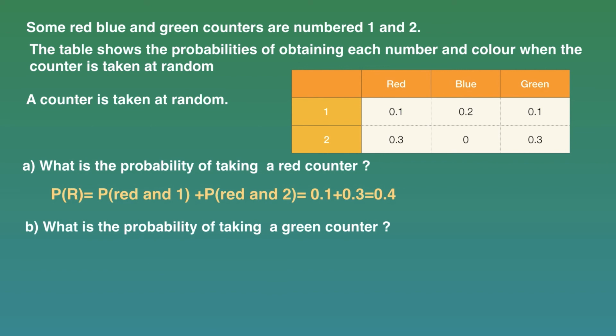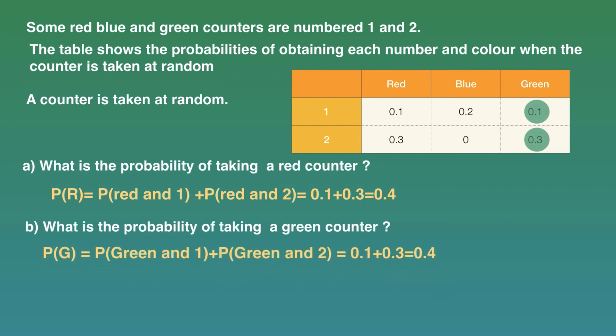In part B, we need to find the probability of taking a green counter. If we let G be the event that the green counter is chosen, then the probability that it's green and 1 and probability that it's green and 2 are mutually exclusive events. In order to find the probability of green, we can add the two events together, which is 0.1 with 0.3, and this will give us total of 0.4.